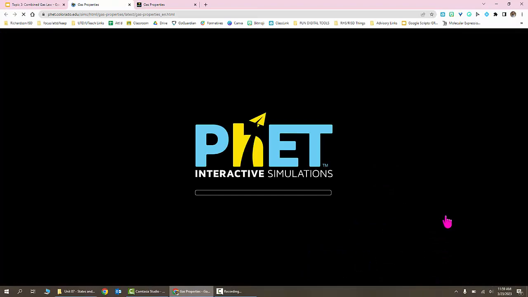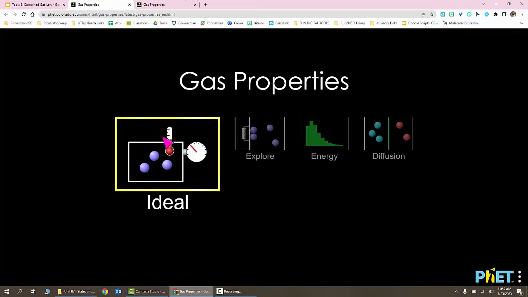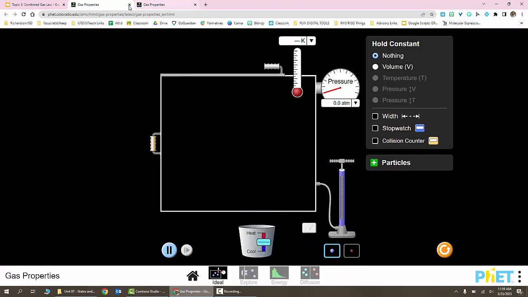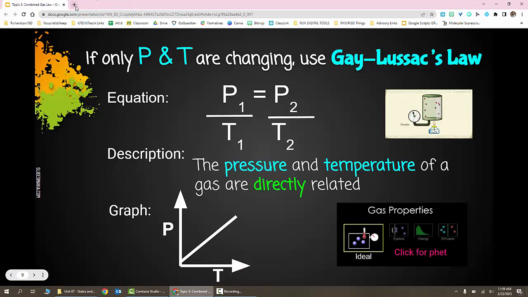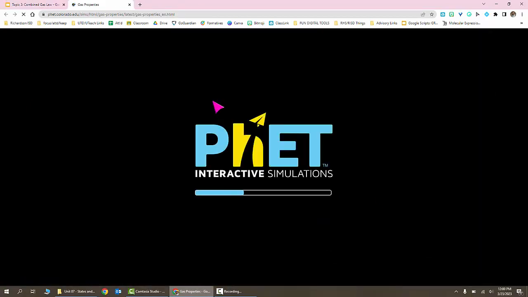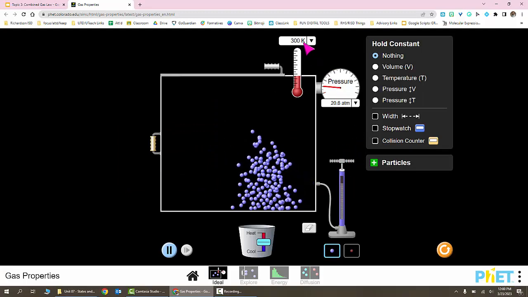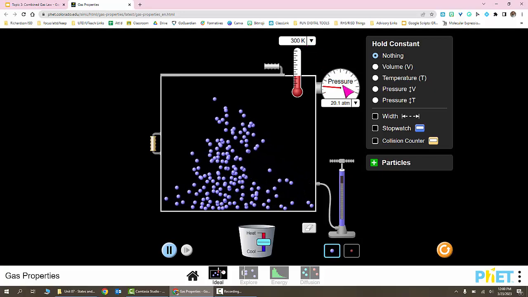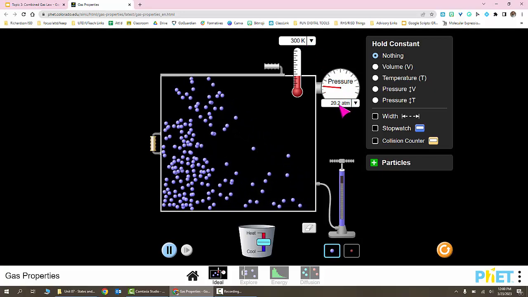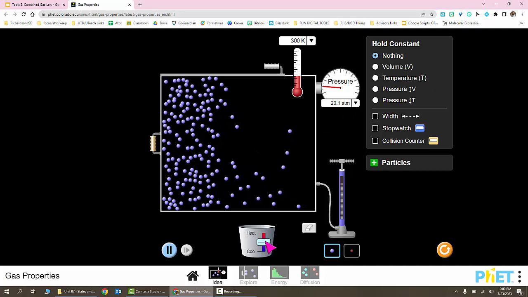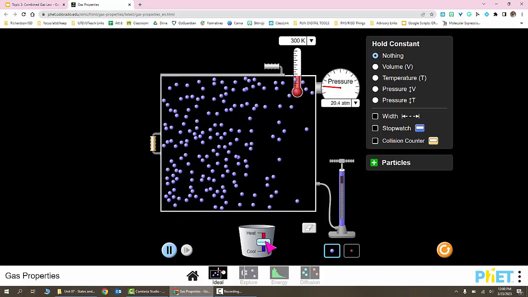Let's take a look again at the FET. And let's just go to the one where we already have a gas. Oops, closed it, y'all. Okay, put some gas in there. All right, so notice that the temperature is 300 Kelvin and the pressure is about 20. All right, I'm going to heat it up and watch what happens to the pressure.